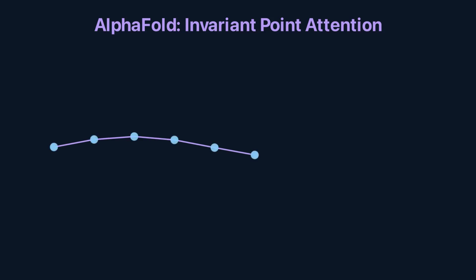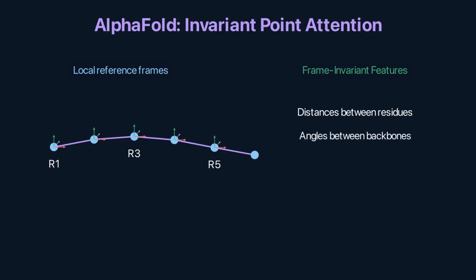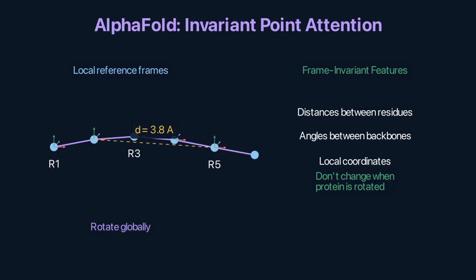AlphaFold's invariant point attention is the most impactful application of geometric deep learning in biology. Each protein residue carries a local reference frame, defined by the backbone atoms. Attention features are computed in local coordinates, the vector from residue i to residue j expressed in residue i's frame. These local coordinates are invariant to global rotation. They depend only on the relative geometry.